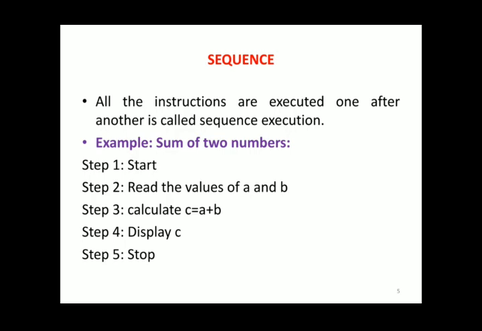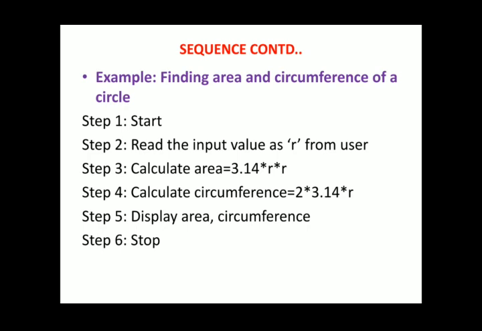Now let us see another example for sequence. That is an algorithm to find the area and circumference of a circle. Step 1 begins with the word start. In step 2, in order to find the area and circumference of a circle, it is necessary to get the radius value from the user, and the radius value is assigned to the variable r.